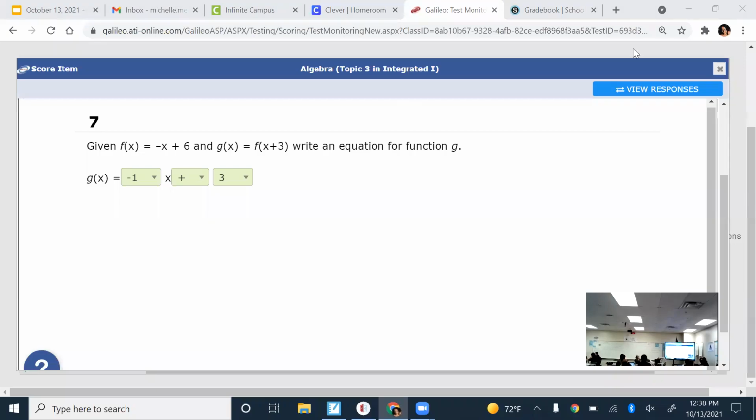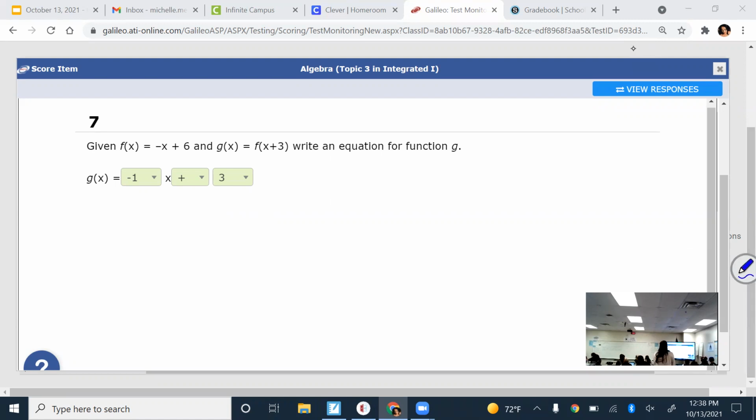7. And it shows you the answer, but just pretend like the answer is not there. So we have f of x equals negative x plus 6 and g of x equals f of x plus 3. And it wants the equation for g. So look at what's being done here. Is the number that's being added to f of x inside the parentheses or outside?